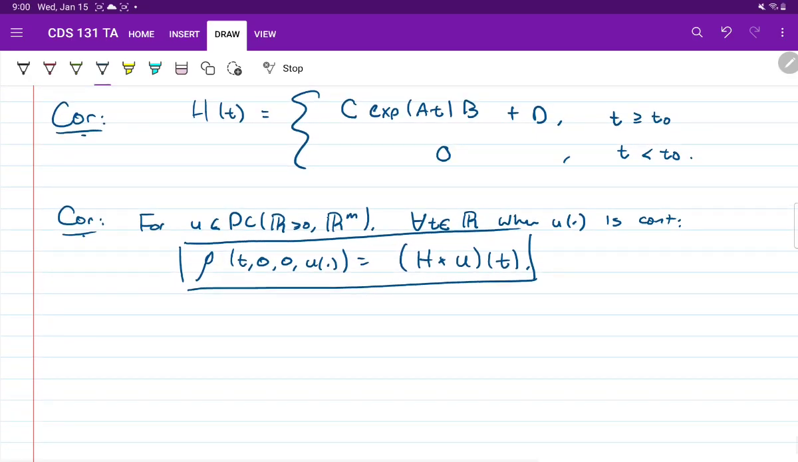Fantastic. I just realized I made a small typo over here. It should be 0, 0, and then I'm missing a delta. Okay, now we're good to go.